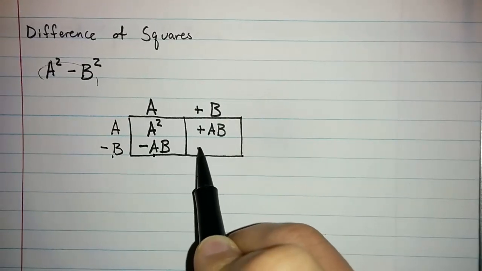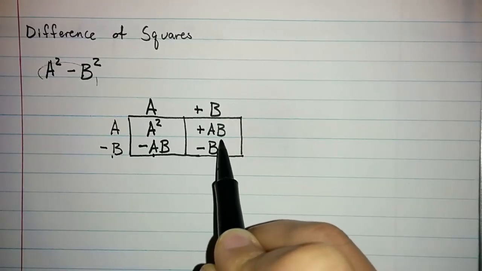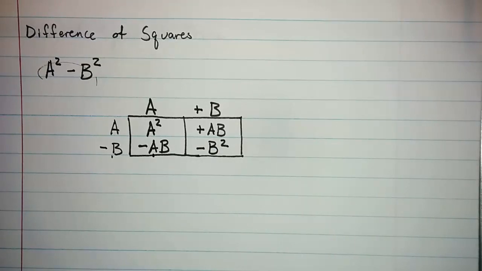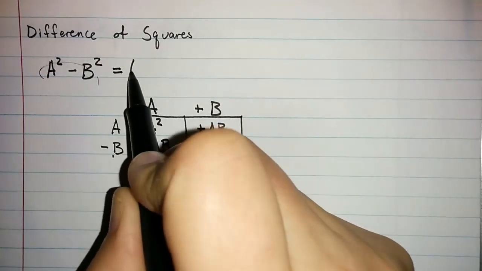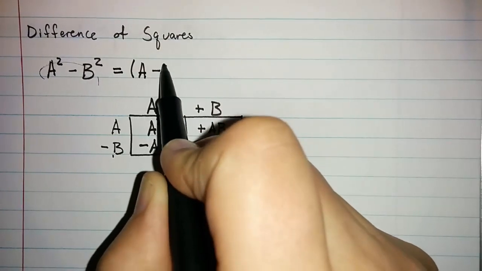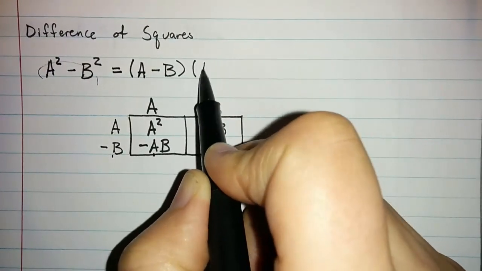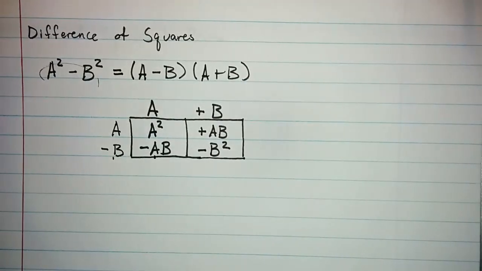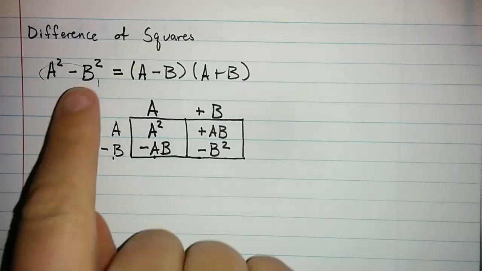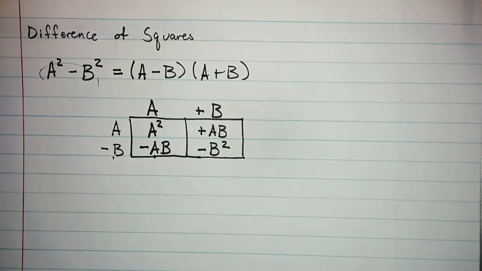Positive b times negative b is in fact negative b squared. So in fact this does factor. It factors as a minus b times a plus b. And that's really nifty, right? Because this actually gives us a way to factor a binomial.